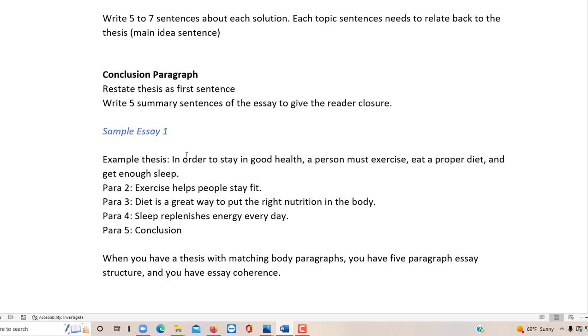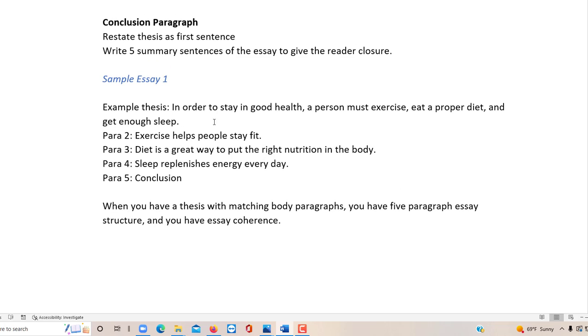So here, sample essay 1, example essay. This one is a reason essay. In order to stay in good health, a person must exercise, eat a proper diet, and get enough sleep. So here you have a person must exercise, so that becomes paragraph 2. Eat a proper diet, that becomes paragraph 3. And get enough sleep, that becomes paragraph 4. And then in your conclusion, you're going to repeat this thesis statement. In order to stay in good health, a person must exercise, eat a proper diet, and get enough sleep.